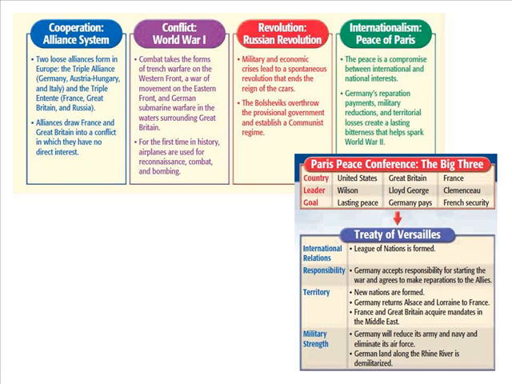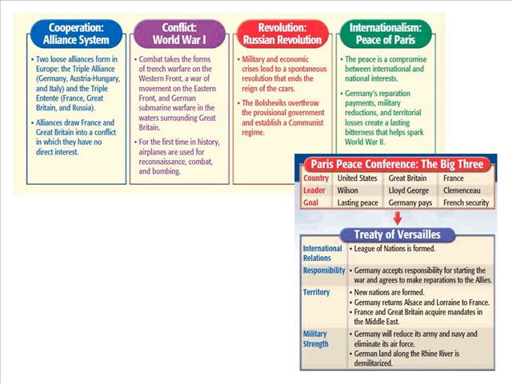If you look down to the right, the Paris Peace Conference, the big three, the countries, the United States, Great Britain, and France. The leader of the United States was President Wilson. Great Britain was Lloyd George. And of France, Clemenceau. I don't speak French. And you could see the goals. Lasting peace. Great Britain wanted Germany to pay, which ended up not being a great thing. And then France just wanted security. So there you have the Treaty of Versailles.